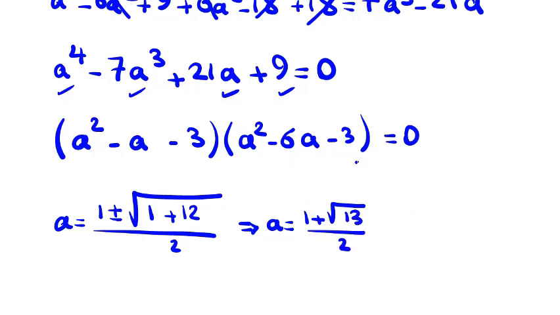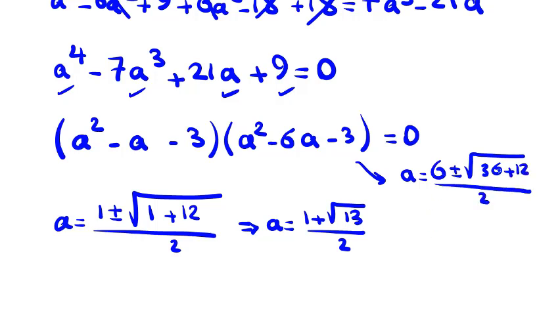And for this one, what is a? It's 6 plus or minus the square root of 36 minus 4ac, which is plus 12, over 2. And it will be 6 plus or minus root 48 over 2. Root 48 is greater than 6, so you shouldn't select the negative, then the whole part will be negative. So a will be 3 plus root 12, because if you take 2 inside the square root, it will be 4.